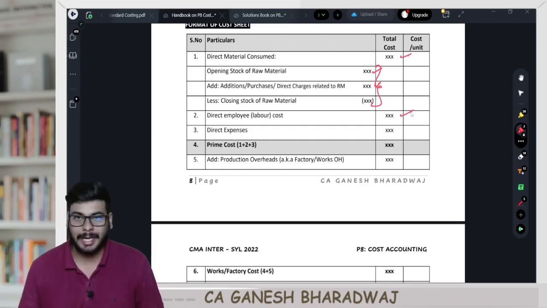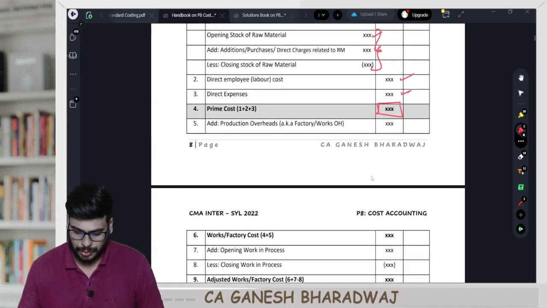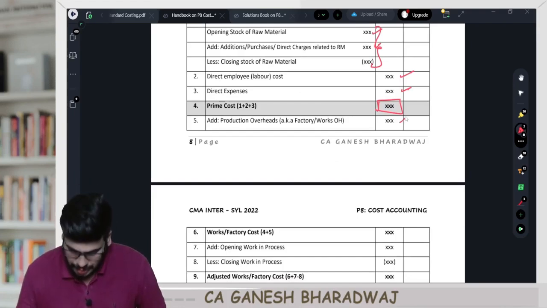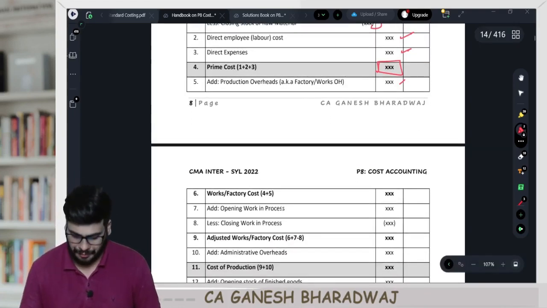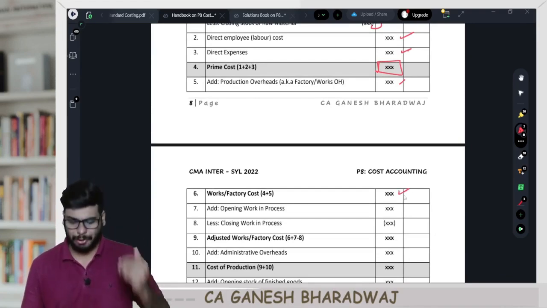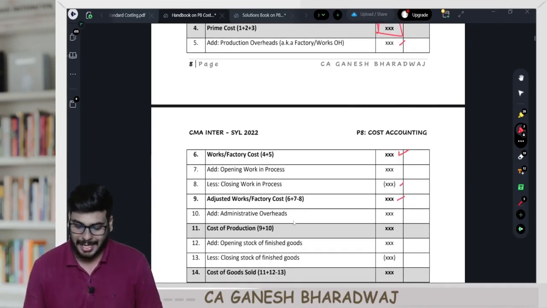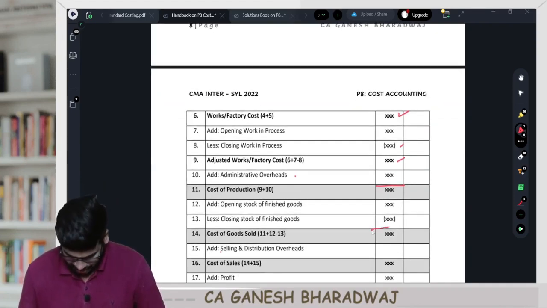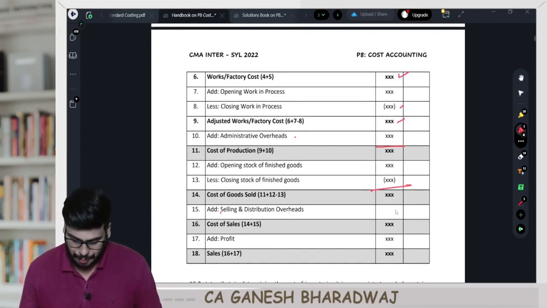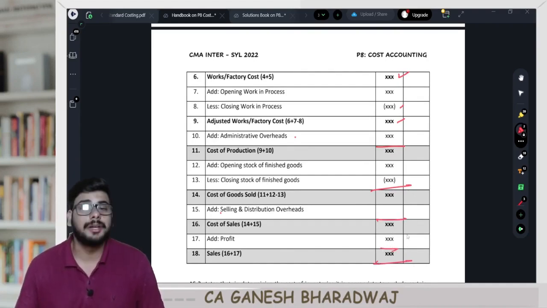Then add your direct labor, add your direct expense, you get something called prime cost. Now to this, add your production overheads, you get works or factory cost. To this, add your opening WIP less closing WIP, you get your adjusted works or adjusted factory cost. Now to this, add your AOH, you get your cost of production. To this, add your opening FG less closing FG, you get your COGS, which is basically your cost of goods sold. Then add your selling and distribution overheads, you get your cost of sales. To this, add profit, you get sales. That's about it.